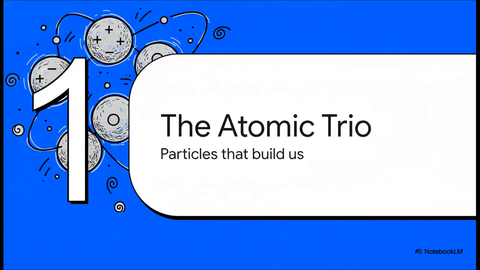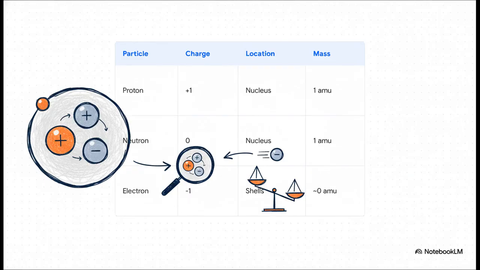To really get what an atom is, you first have to meet the main players. It's kind of like a team, this atomic trio of particles that builds, well, everything you can see. And here they are, the proton, the neutron, and the electron. You can kind of see the whole layout right here. You've got two heavyweights, the proton and neutron, packed together in the center, which we call the nucleus. And then you have this incredibly lightweight particle, the electron, living way out on the fringes.